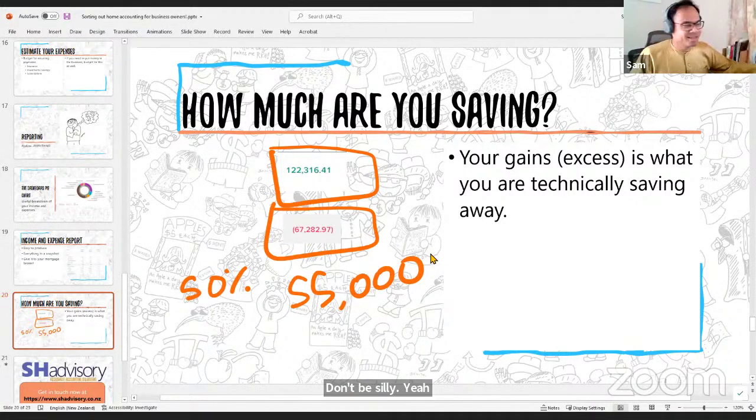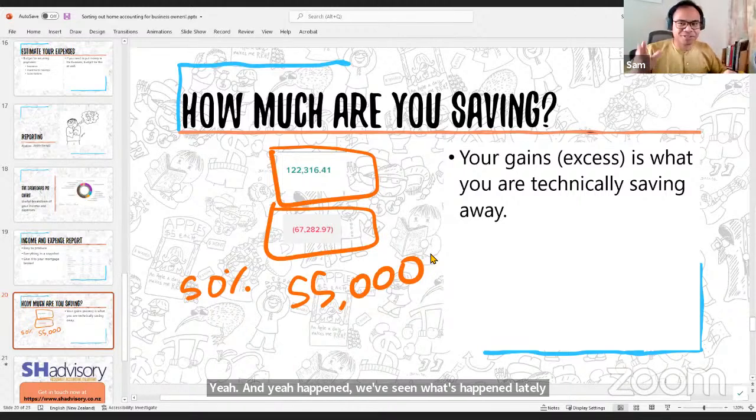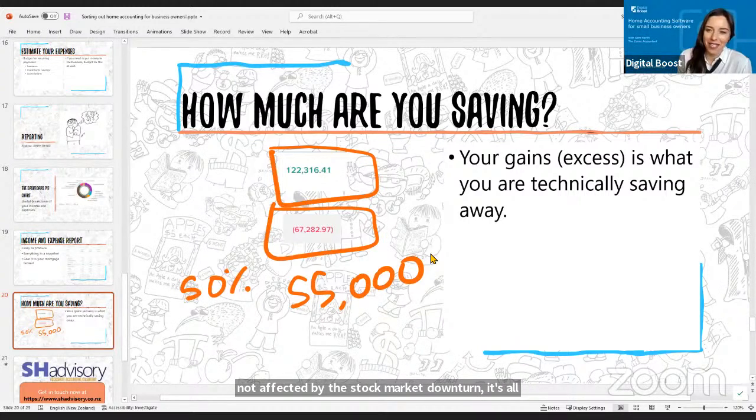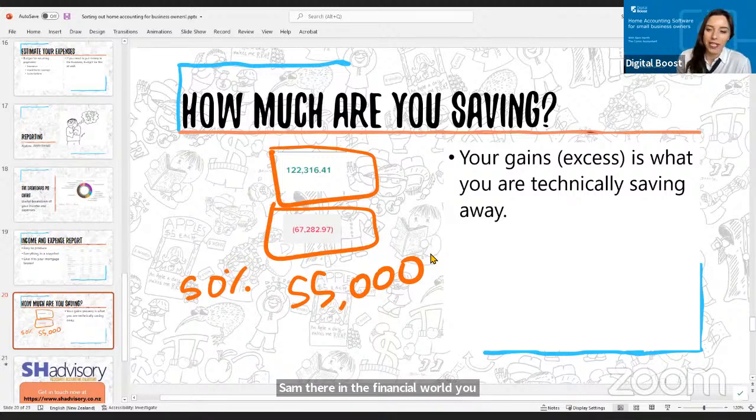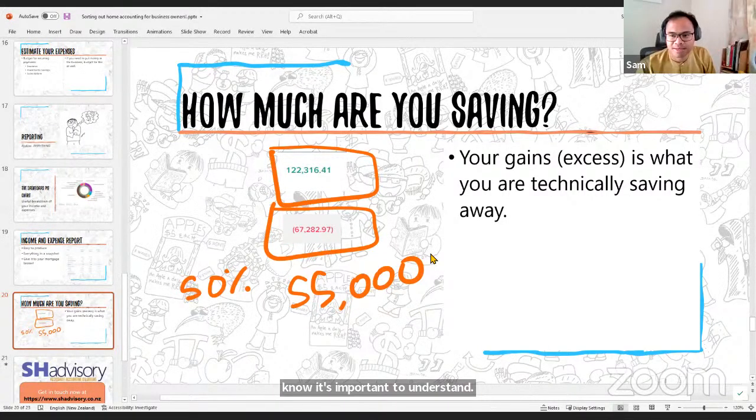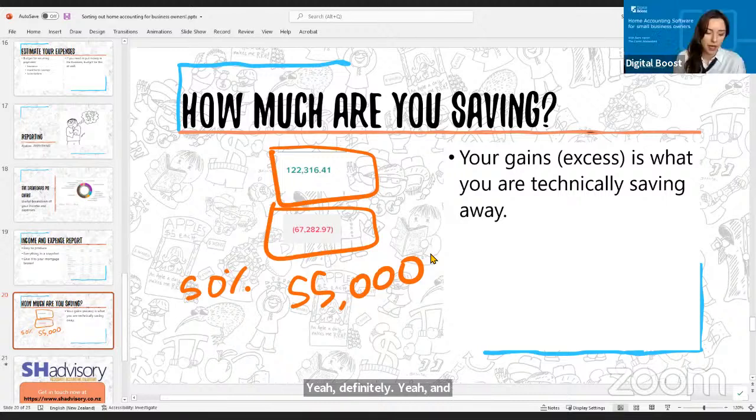I think the whole crypto is not affected by the stock market downturn is all a bunch of bull, because at the end of the day, they're all interrelated anyway. There's a lot happening out there in the financial world, you know. I'm hoping to get some sessions booked this year on crypto and stuff like that. I think it's important to understand fintech and how it works.